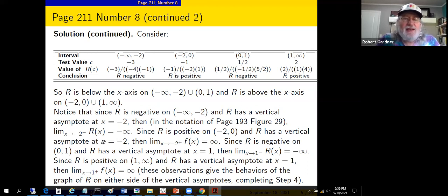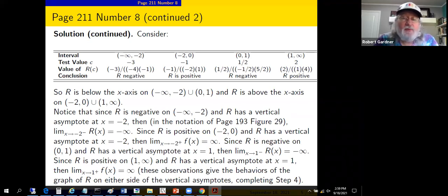What this means is, at the vertical asymptote -2, when we come in towards -2 from the left, from the negative side, so that little superscript of a negative sign means we're coming from the left, the function's going down to -∞. We knew the function was negative on this side of -2. R is negative in this interval. If it's negative and it has a vertical asymptote, then the function must go downward on that side of -2.